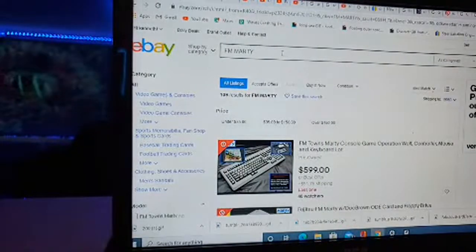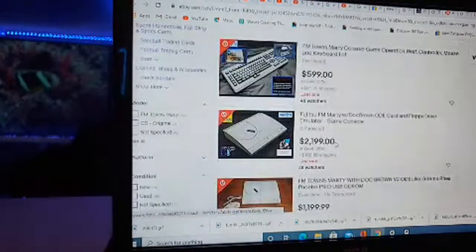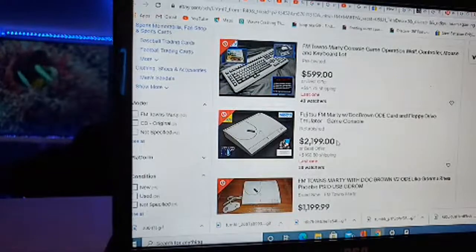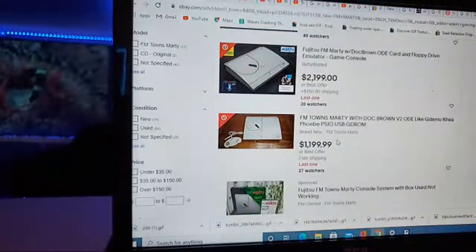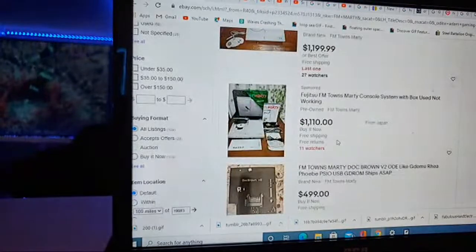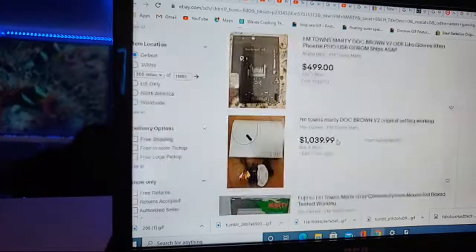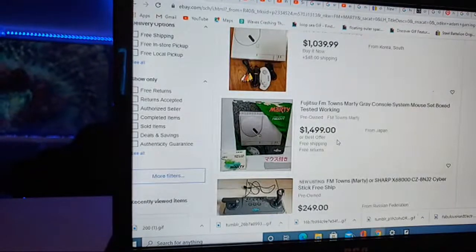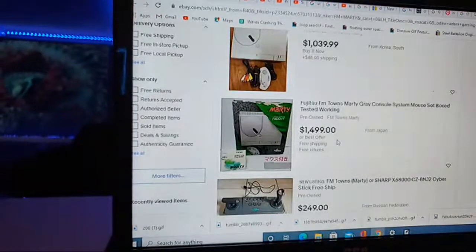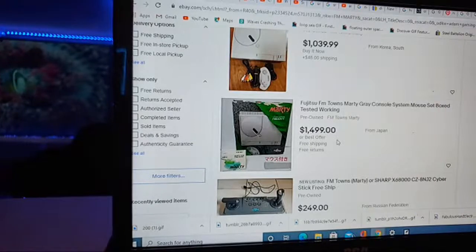No, it's a gaming system. It was one of the high-end consoles. Somebody got one too. Look at that. They got a freaking F and Marty. Look at the price they want for it. They were like $600 or $700 when I was a kid. And look at the price of them now. They're called F and Marty's. Told you I've been gaming for a long time.